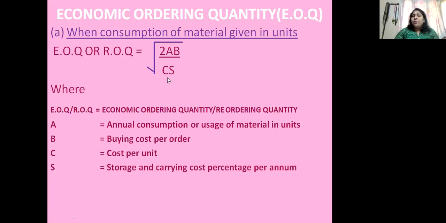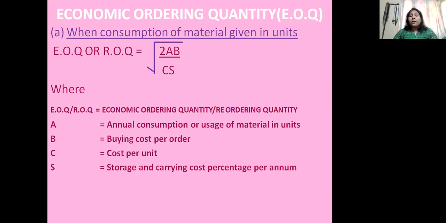And students, you must understand that in the denominator, C into S, we are doing this calculation for the purpose of knowing the carrying cost per unit. Can you understand? Look at the denominator, that C, cost per unit, and storage percentage are always given in the problem. What is the purpose of doing this calculation? The denominator means I want to know the carrying cost per unit. For that only I am doing C into S as per this formula.